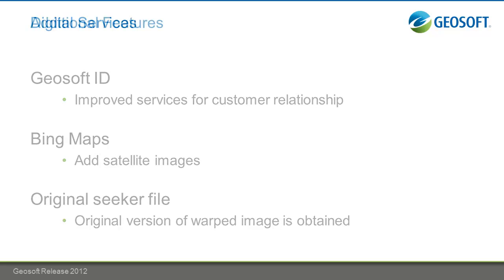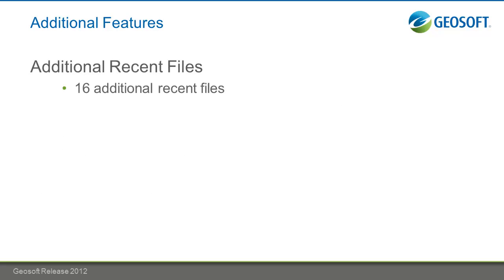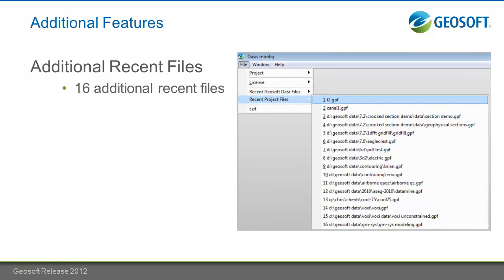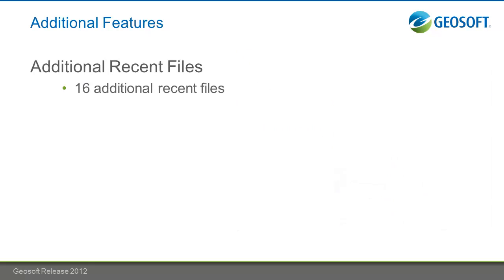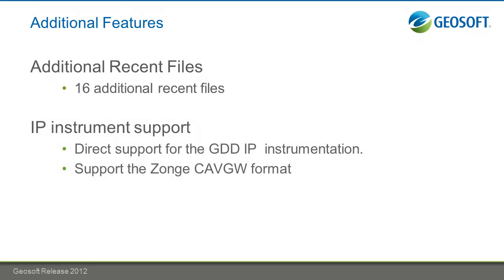A number of additional features have been added, including being able to add up to 16 additional recent files within your workspace. And this is helpful for clients working on large projects, working between one project and another, consulting on many, keeps you organized, and helps you with your day-to-day work. We've also added direct support for GDD IP instrumentation, and for the IP instrument support, being able to support the Zonge CAV GW format.